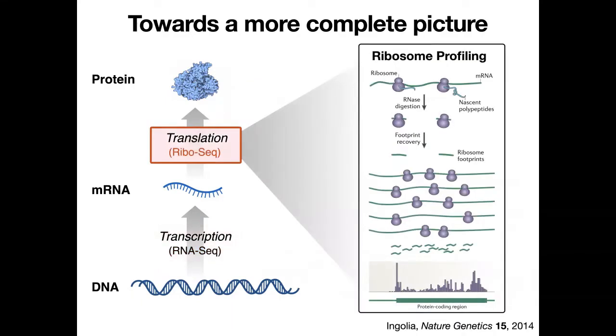Translation also plays a really key role. And more recently, over the last couple of years, we've been exploring how other sequencing technologies like ribosome profiling, or RiboSeq as it's sometimes known, can be used to actually complement the RNA-seq data and provide a more complete picture of the entire circuit function.